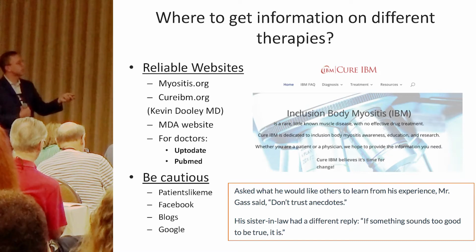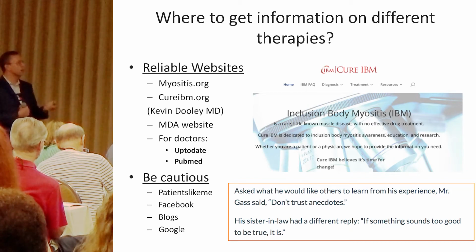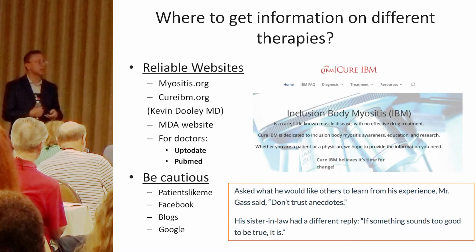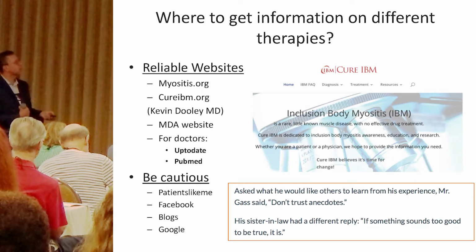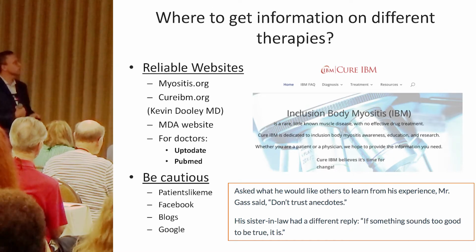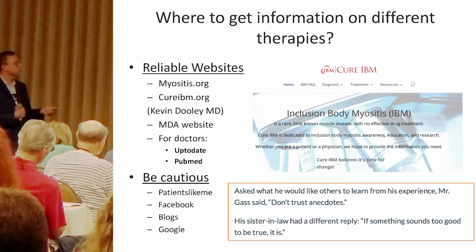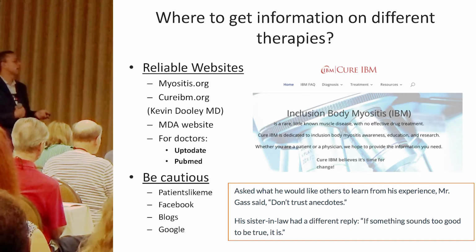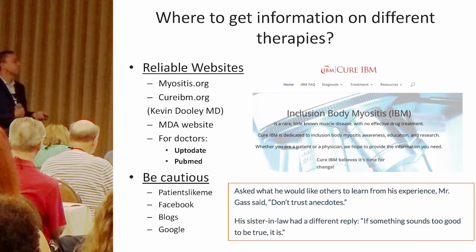Kevin Dooley, a physician living with IBM, has made an IBM website known as Cure IBM, which is really good for information on inclusion body myositis, research, clinical trials, etc. He often has blogs that talk about IBM. I think it's really important that you find reliable sources of information. There are a lot of social media sites out there, Facebook, blogs, PatientsLikeMe, etc. Those can be very helpful, but of course you need to be skeptical and very careful of the information you receive there.